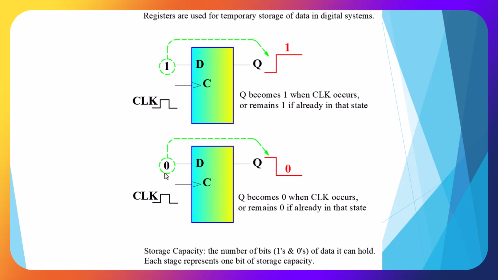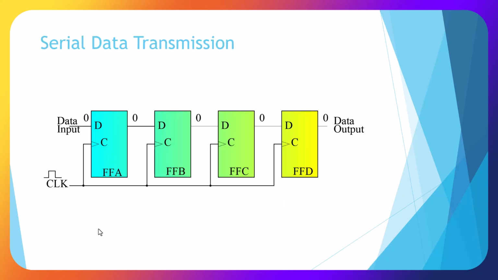If we want to latch a 0, we put a 0 on our data line and clock it, and it stores a 0. So the register's 1 bit stores either a 1 or a 0, and they are storage devices. So we could transfer the data serially.